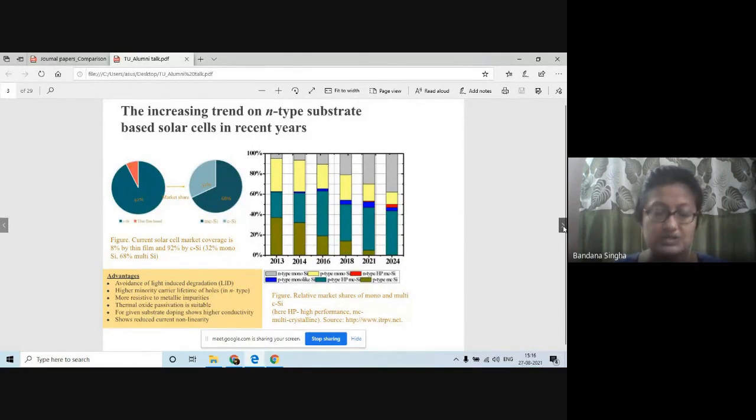But in case of n-type silicon, as the main dopant material is phosphorus, there is no possibility of having boron-oxygen complexes, and that's why light-induced degradation is not seen when we use n-type crystalline silicon. And also the minority carrier lifetime of n-type silicon is very much higher than the p-type silicon.